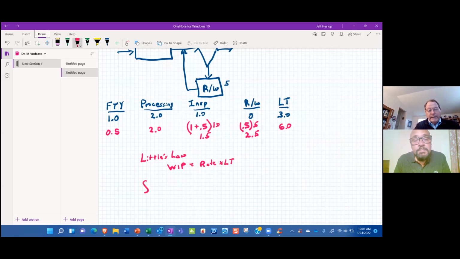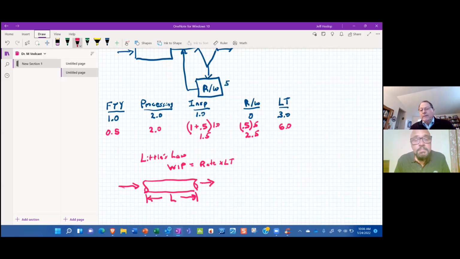And I think of a physical model of that as water flowing through a pipe. And the amount of water in that pipe depends upon the length of that pipe. Well, the length is like lead time in a process. So if it's flowing, the longer the process, the longer the lead time, the more inventory is going to be tied up within the process.